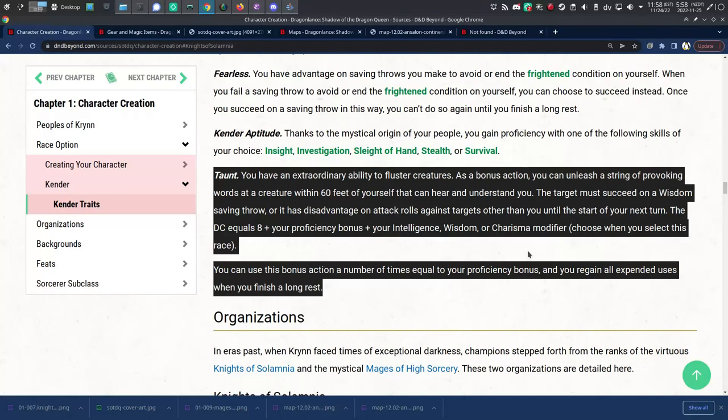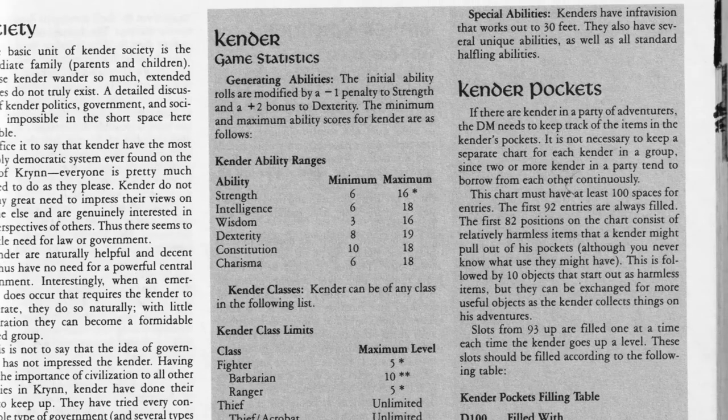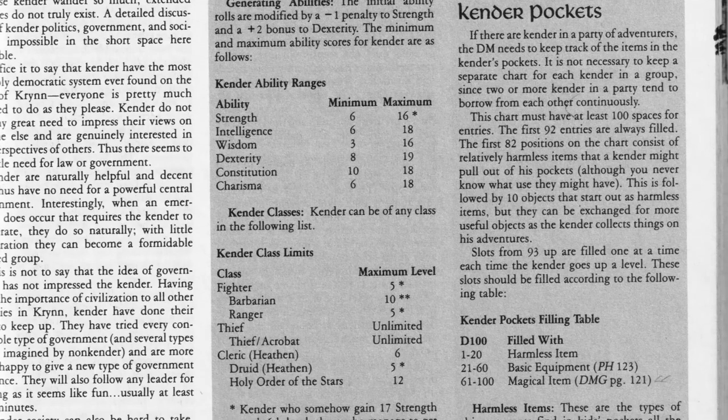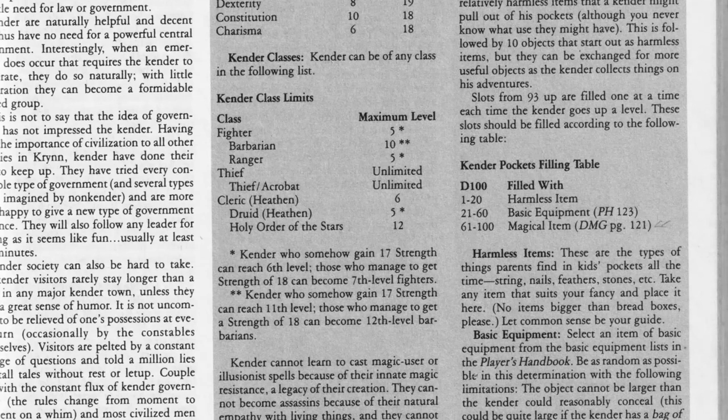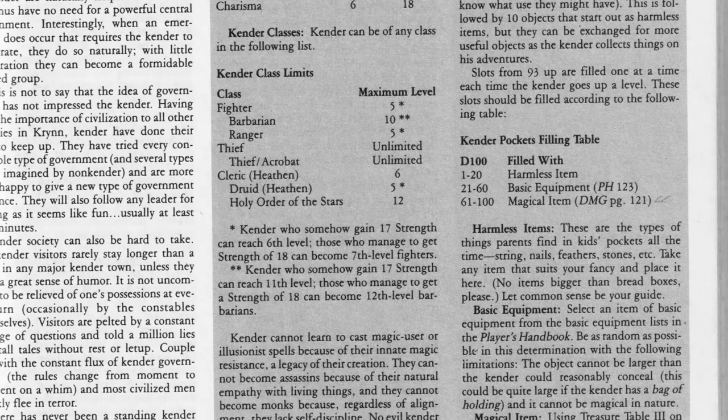It's not hard, because second edition AD&D has already done this. When you were playing a Kender in AD&D and you needed some small item, you could roll a D100 to see whether you had it in one of your pouches. If you rolled 1 to 20, you find a harmless item, which is defined as like string or nails or feathers or stones in your pouch.